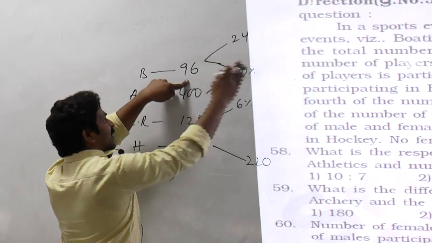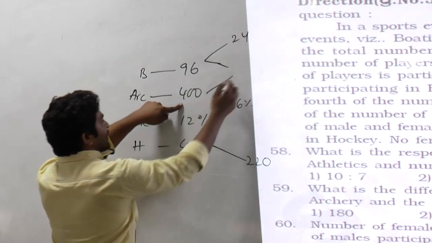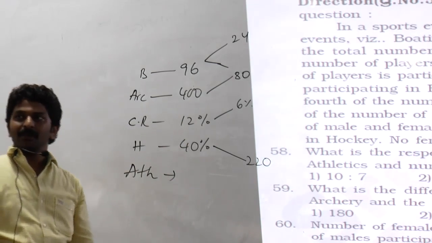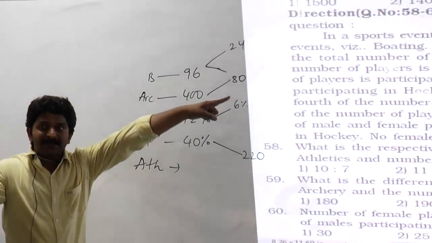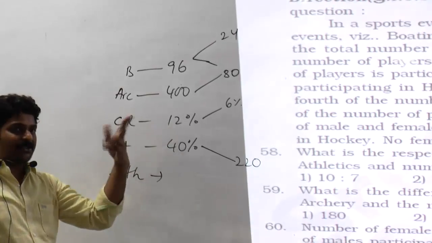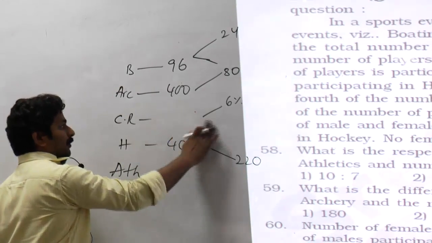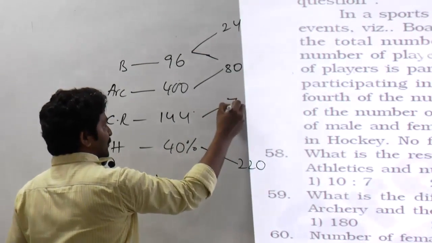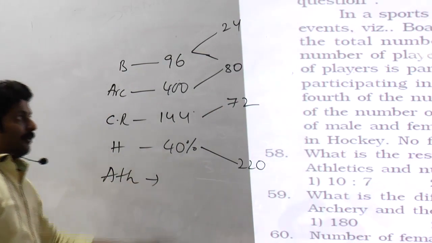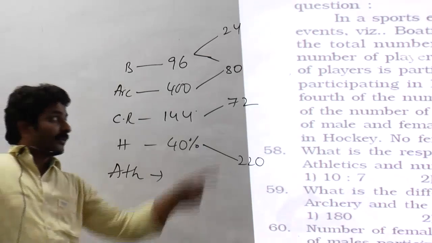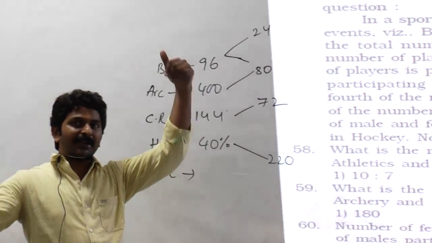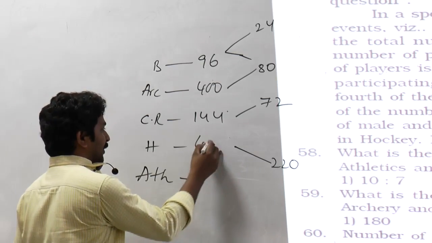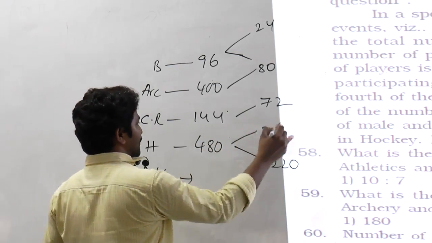Don't calculate it, do it when it is required. 20% of this, 80. 12% of 1200: what about 1%? 12. 12% is 12 12s, 144. And male and female are equal here, which is 72. 40% of that number: 10% is 120, 20% is 240, 40% is 480. Here we have 480, so female are 260.